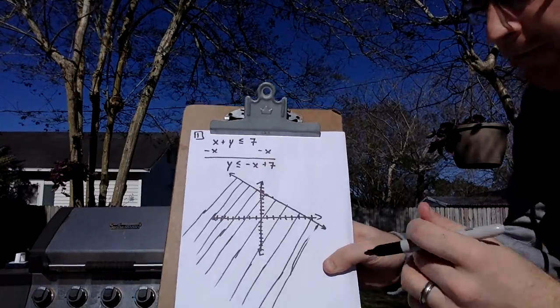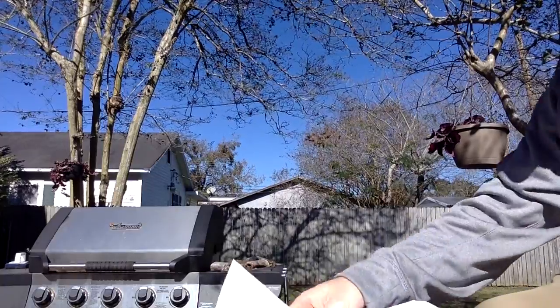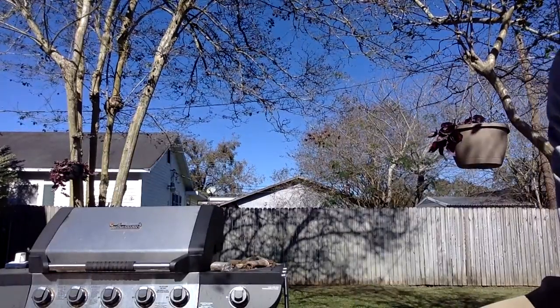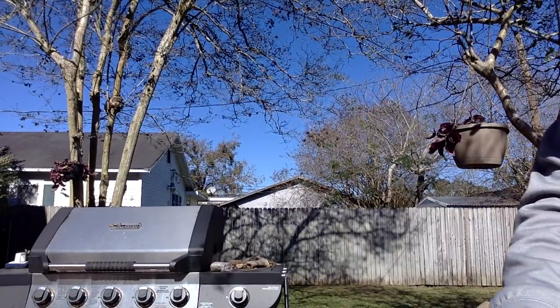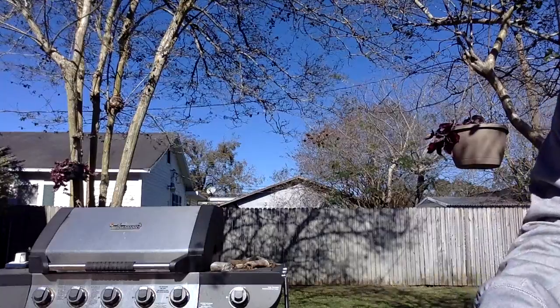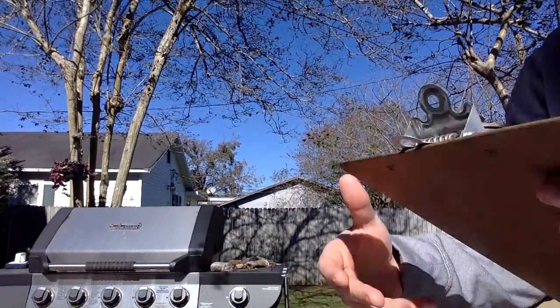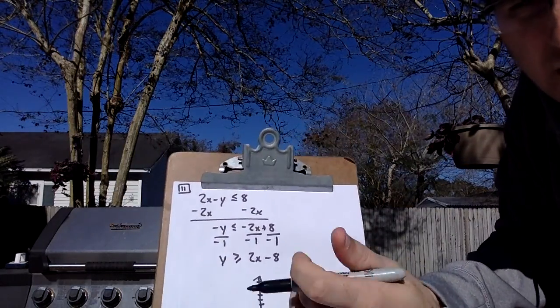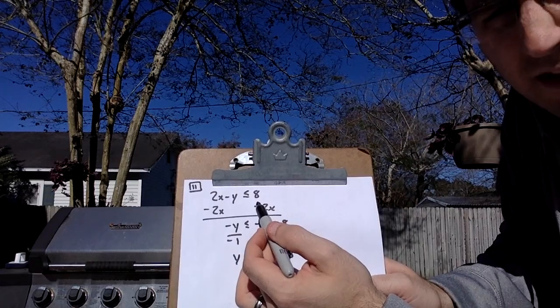Okay? Now, for the second inequality, we actually do the same exact process. Same process we just did. We're going to come back to that first inequality in just a second. So the second inequality that we had was 2x minus y is less than or equal to 8.